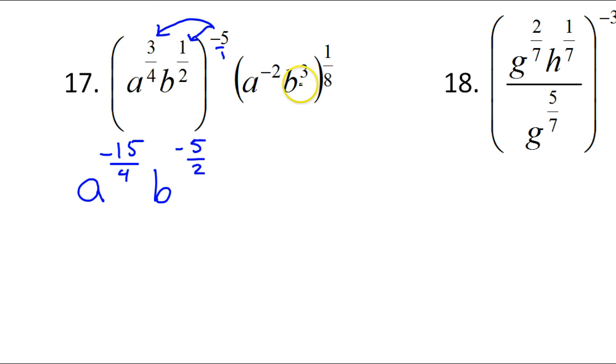Now I'm going to do the same thing over here. 1/8 times -2, so this will be a to the -2 over 8 power. And I will have b to the 3 over 8 power, because remember, this is like 3 over 1, so 3 times 1, 1 times 8. That's 3 over 8 power. So this is what I have.